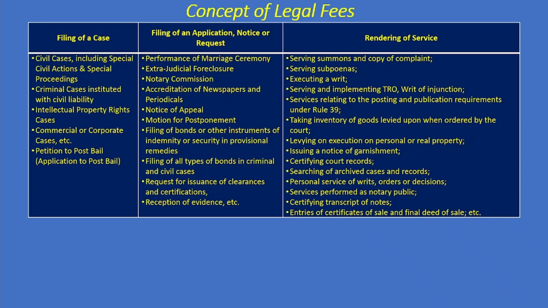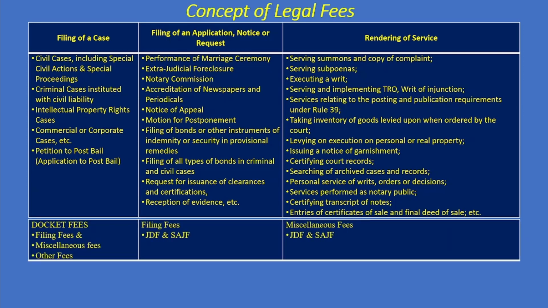So the court is docketing it as a separate action. So special proceedings, there are fees to collect for that kind of petition. So under filing of an application, notice or request, those are performance of marriage, extrajudicial foreclosure, notary commission, accreditation of newspaper. So these are examples of an application, notice or request. So under the third column, rendering of service, the serving of summons and copy of complaint, serving of subpoena, executing writs, serving and implementing TROs, writ of injunction. So these are miscellaneous fees.